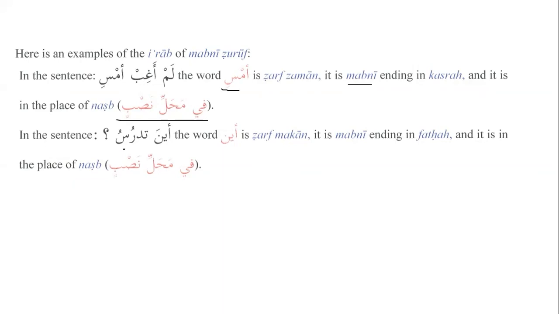Similarly, when we say aina tadrusu, the word aina is dharf makan, it is mabni al-fatha as we know, ending in fatha, and it is in the place of nasb. So this is fi mahalli nasbin. So both of them are in the place of nasb, but here it is nasb bil kasra, and this is nasb bil fatha.